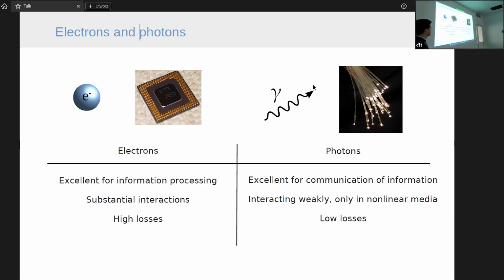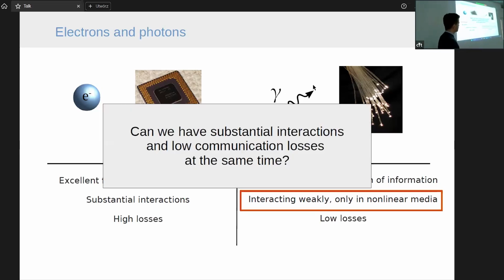So what is the problem? Electrons are very good at information processing because they interact very strongly compared to photons, but they also are a lossy system. If we want to transmit information by using current, it generates some losses. On the other hand, photons are excellent for communication of information, but they interact very weakly. The problem with photons is making them interact. And the question is whether we can have both at the same time.